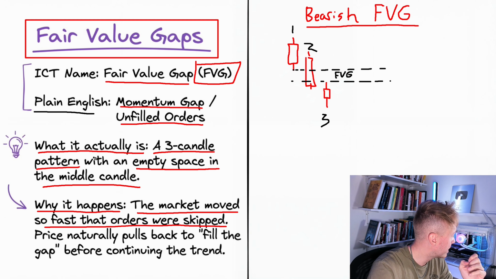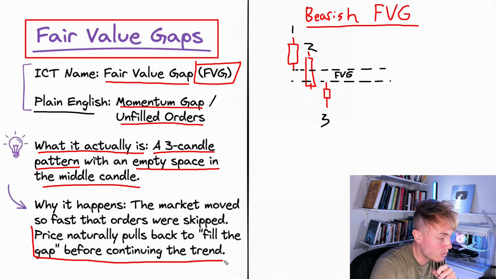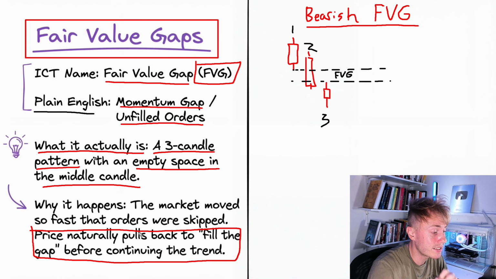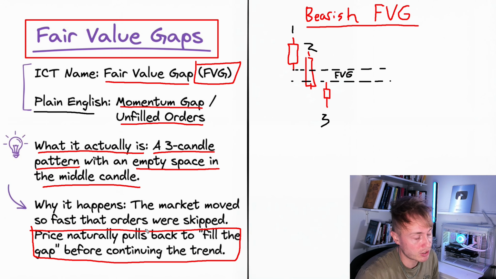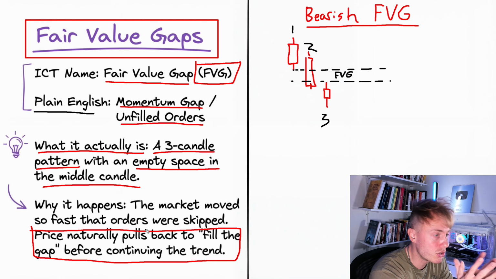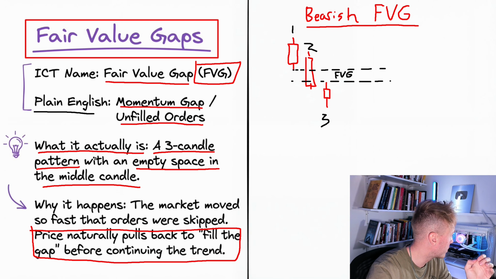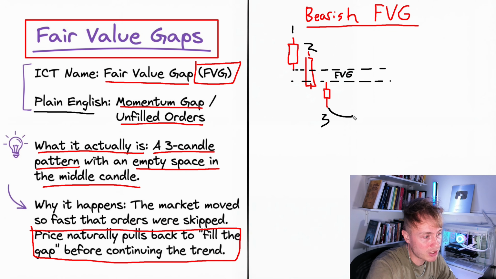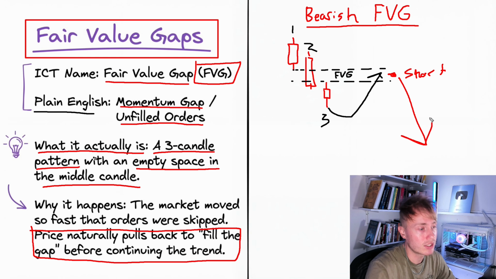And what ICT says, which I don't really agree with, is that he argues that price naturally pulls back and fills these gaps before the trend continues. And many traders use this as a zone. So for example, they might wait for the price to come back here to the fair value gap, and then they take their trade right here. So in this case, when we have a downtrend, they might enter a short trade right here, go short, and expect the market to continue to go down.